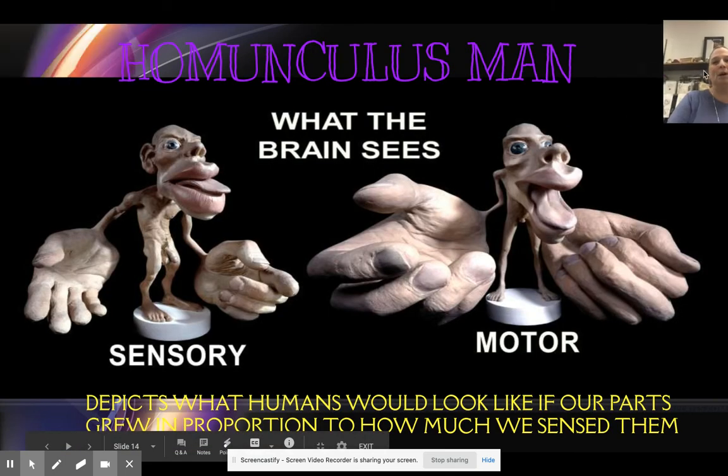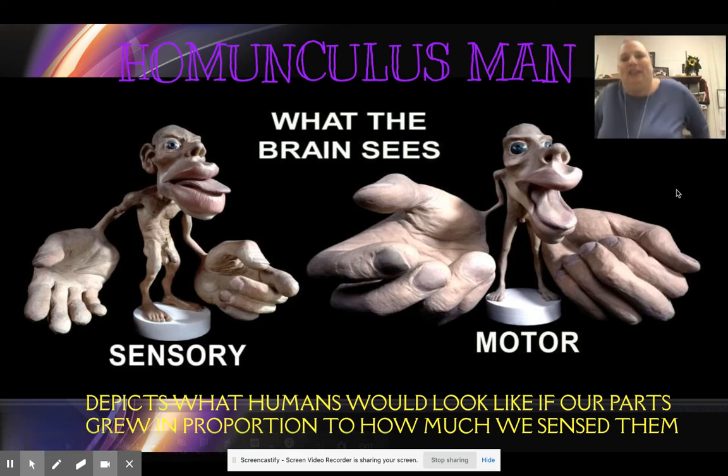So this guy is Homunculus Man, and I think he's kind of interesting. This depicts what humans would look like if our parts grew in proportion to how much we sensed them. So first of all, let's look at our senses. Notice what things would be bigger as to how much we use them. Our hands, because we touch things all the time, right? Our mouth, because we're always talking and always tasting things with our tongue. Good. Our nose is pretty big too in comparison to the rest of our body, right? Because we're smelling and hearing and seeing. Okay.